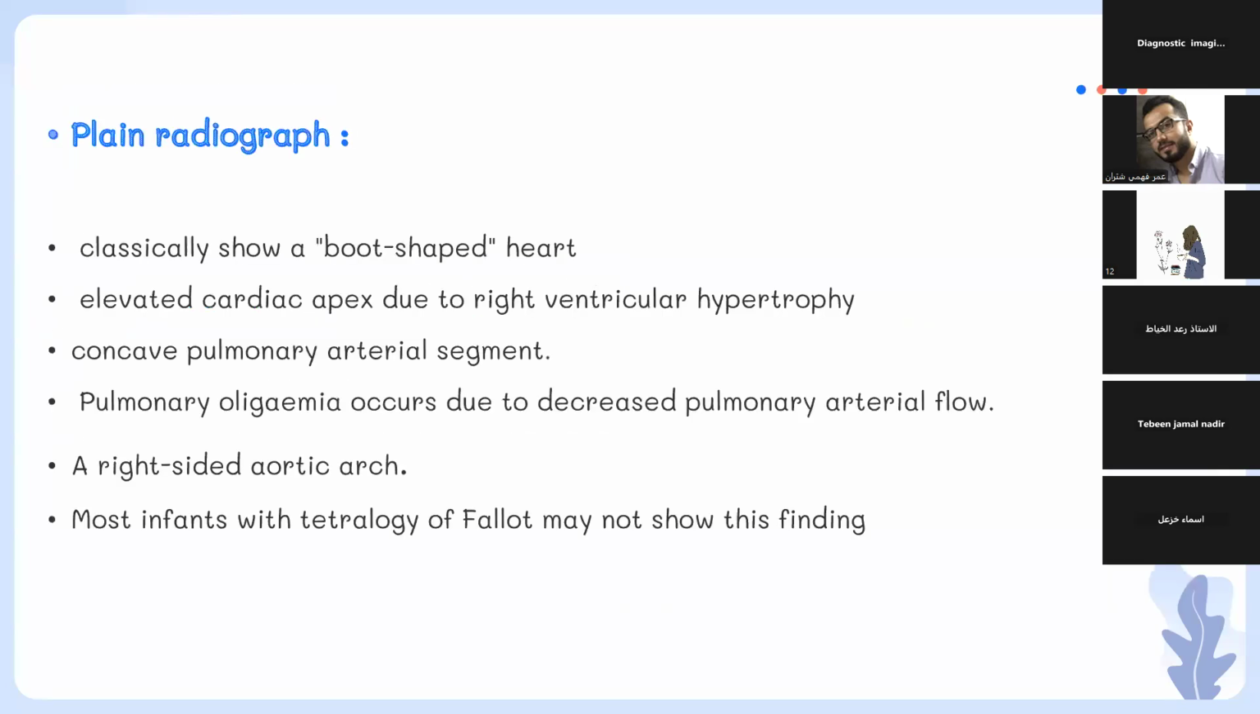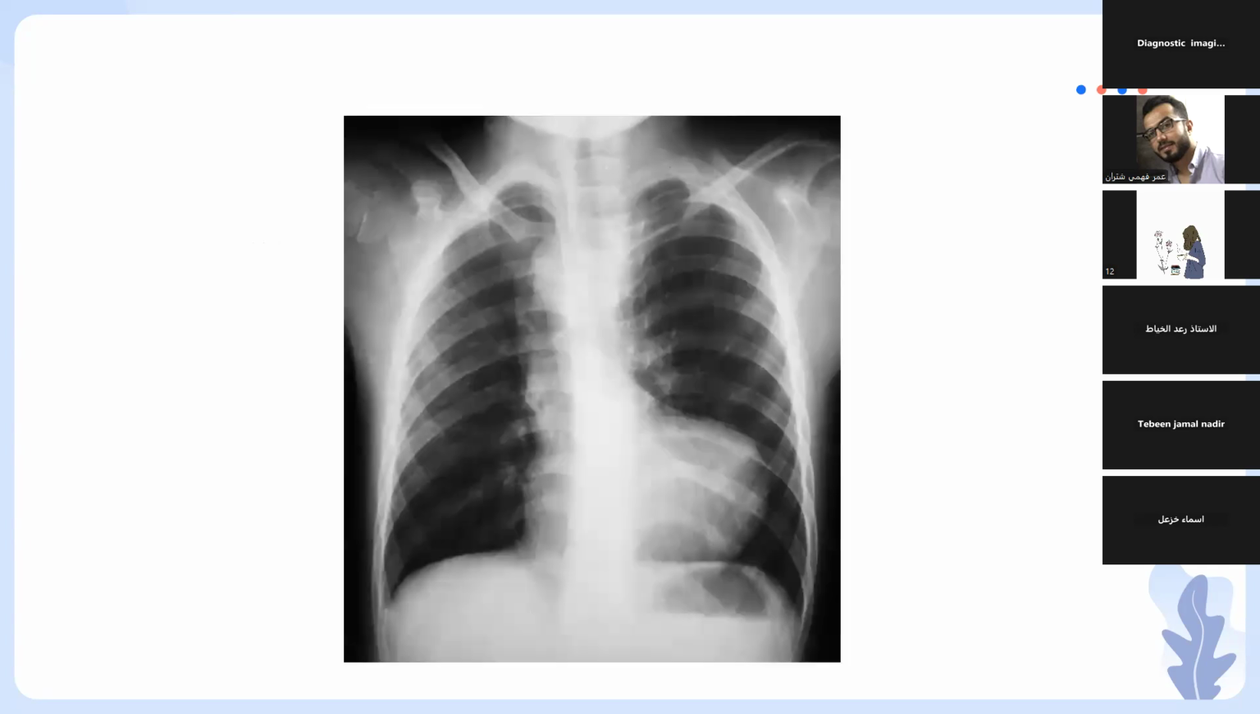Radiological features: plain radiography classically shows boot-shaped heart, elevated cardiac apex due to right ventricular hypertrophy, concave pulmonary arterial segment, pulmonary oligemia occurring due to decreased pulmonary arterial flow, and right-sided aortic arch. Most infants with tetralogy of Fallot may not show this finding. And this is a PA chest X-ray showing boot-shaped heart shadow, elevated cardiac apex, right-sided aortic arch, and pulmonary oligemia.